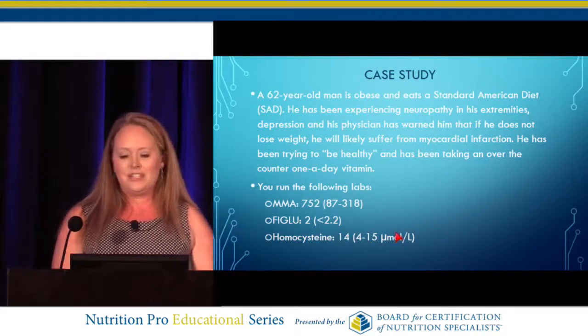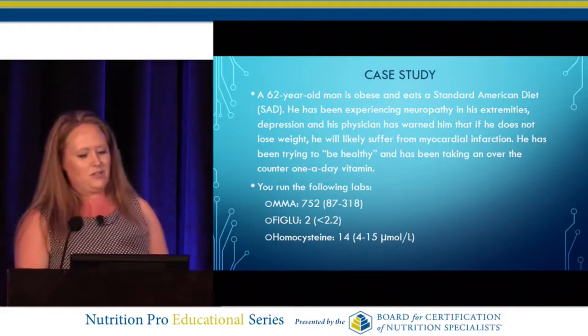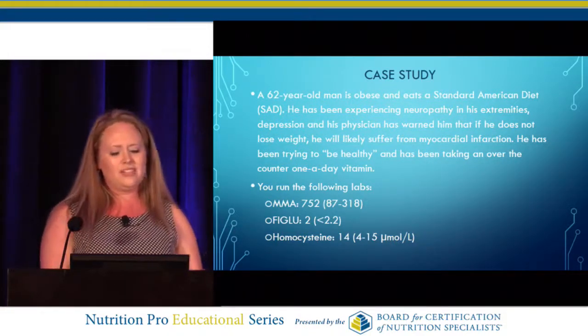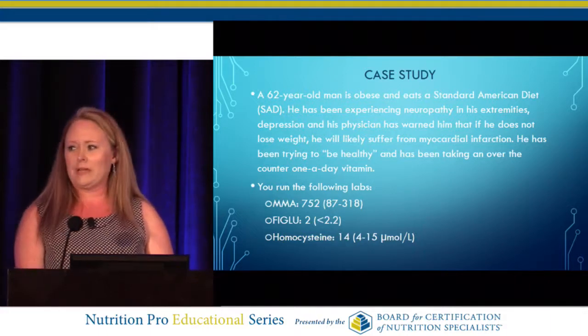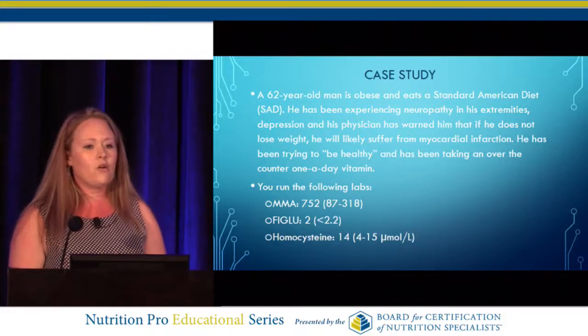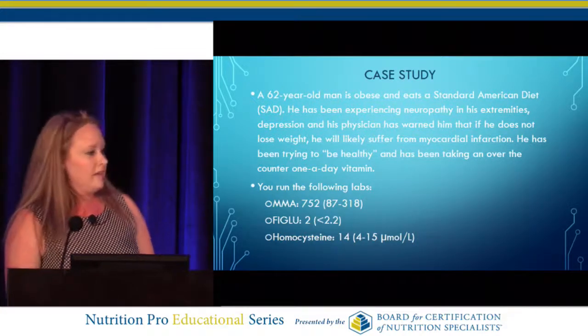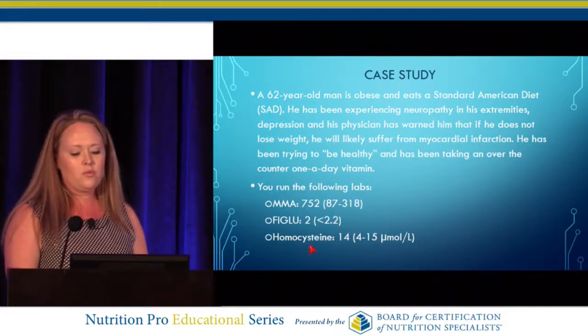So we have a 62-year-old man who's obese and eats a standard American diet. He has neuropathy in his extremities, depression, and his physician says, if you don't lose weight, you're going to have a heart attack. He's trying to be healthy and is taking an over-the-counter once-daily multivitamin. You look at his MMA, his FIGLU, and his homocysteine.